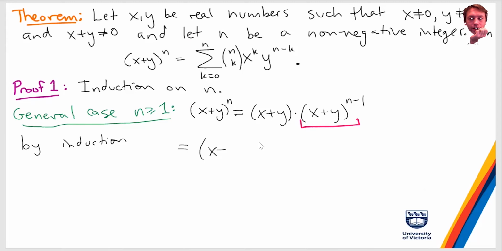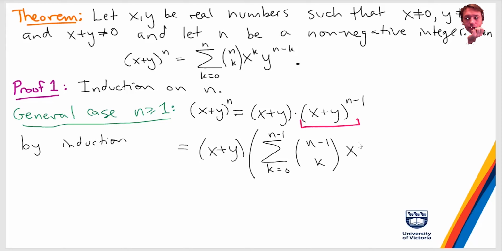So by induction, this equals, and I'm going to keep the x plus y in the front, the sum k equals 0 up to n minus 1 of n minus 1 choose k, x to the k, y to the n minus 1 minus k. So this equality here is by induction. Basically, I'm just applying the theorem to the n minus 1 case.